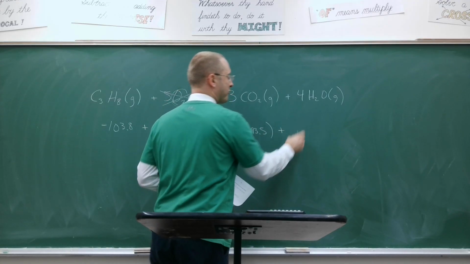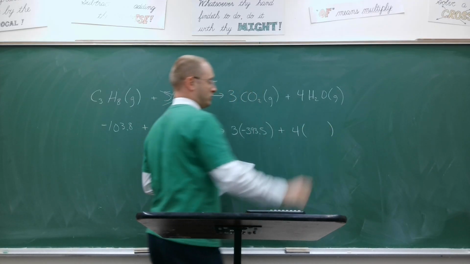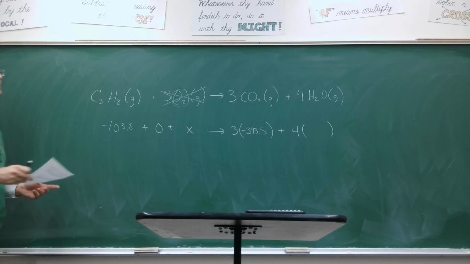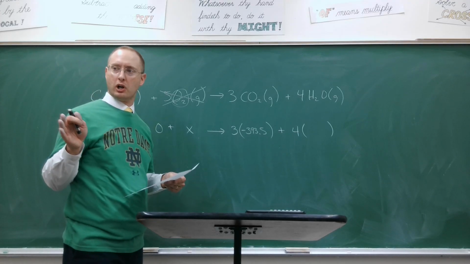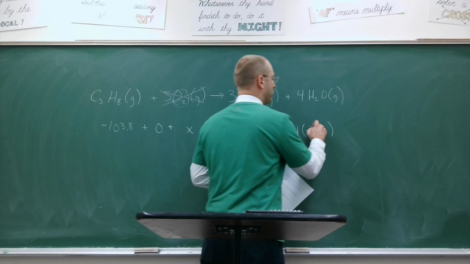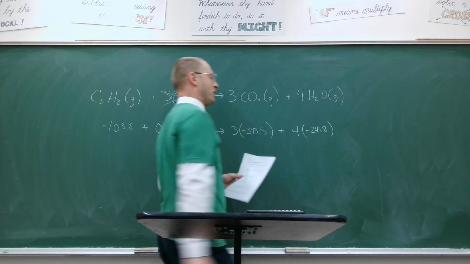All right, plus we have 4. Now it's not liquid water, it's gaseous water, so it's a little bit different number. So it's not the negative 285, I think it's the negative 241. Find gaseous water or steam on your chart. Negative 241.8, that's what it is. I felt like I remembered 241.